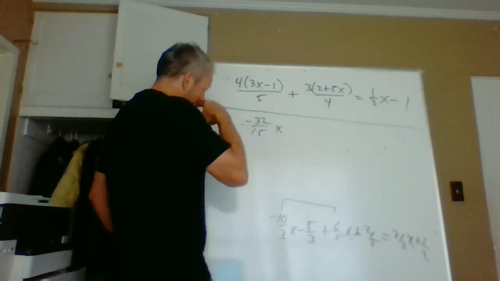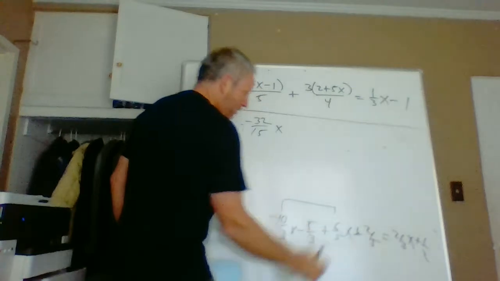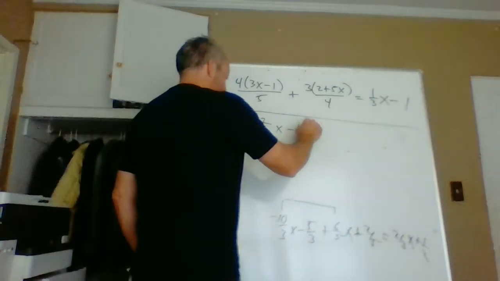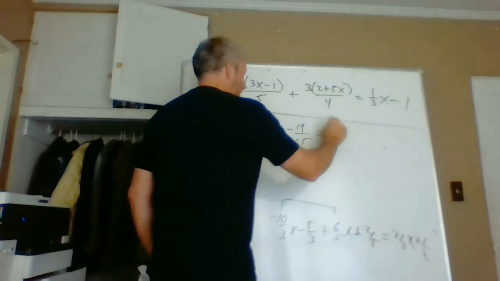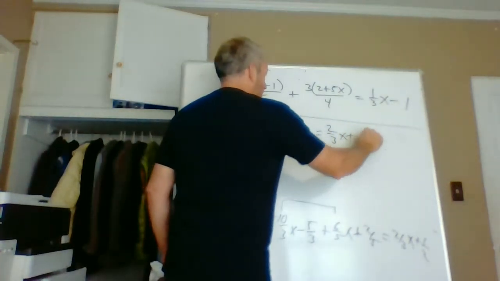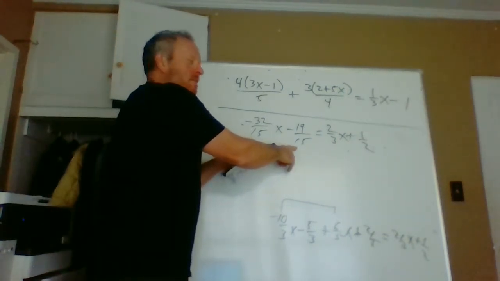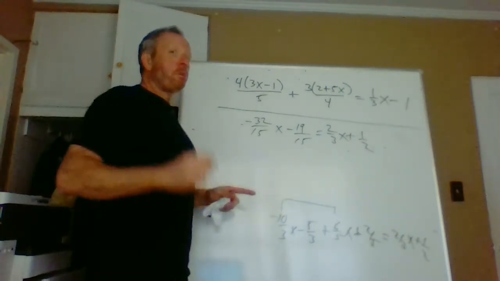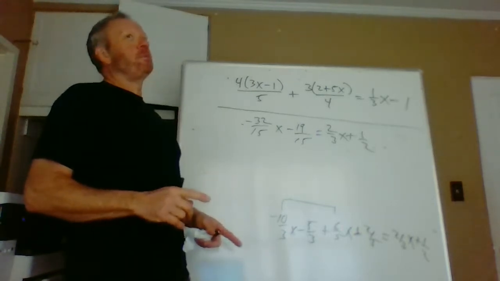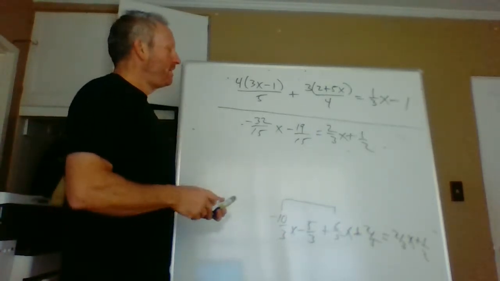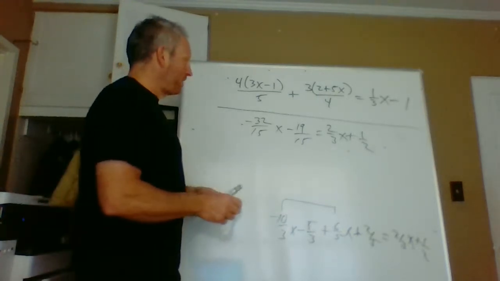15ths x. And then negative 5/3 plus 2/3, negative 19/15, equals 2/3 x plus 1/2. Now here's something I notice. These are not terrible numbers. These are not bad numbers. These are not difficult numbers. But they're getting close to being bad numbers or difficult to work with numbers. They're getting close enough that it can be a little bit unnerving.